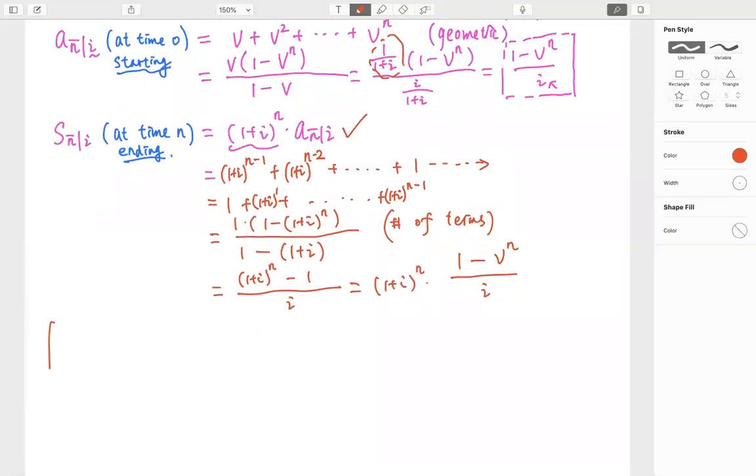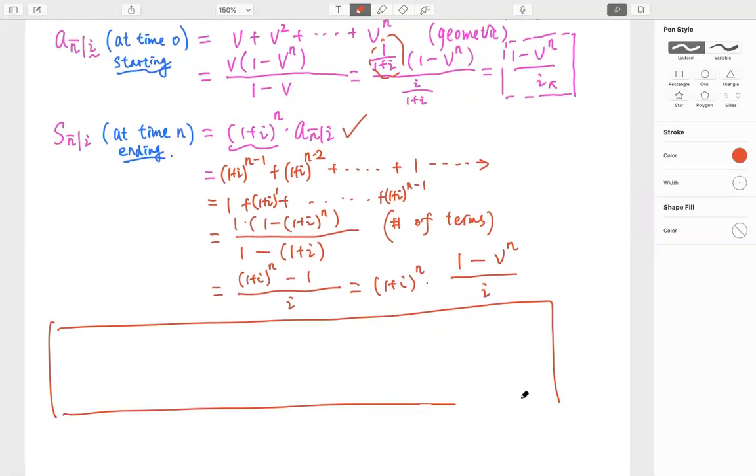So here, let me give you a little box to show you again how you can derive the geometric series. Let's use this V example. Let's say I want to get A angle N, so it's V plus V squared all the way to V^n. All I need to do is multiply it by the same V. So I get V squared, V cubed, all the way to V^(n+1).